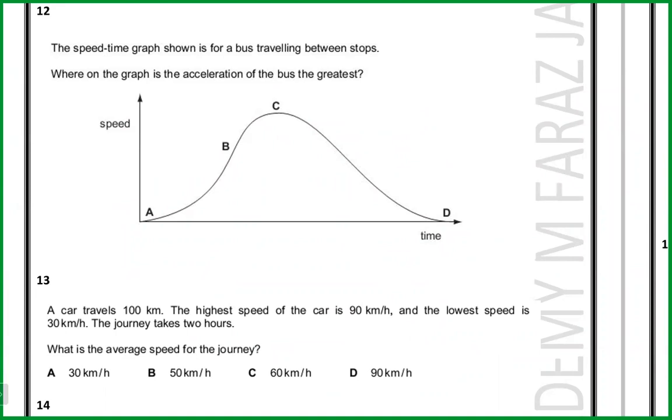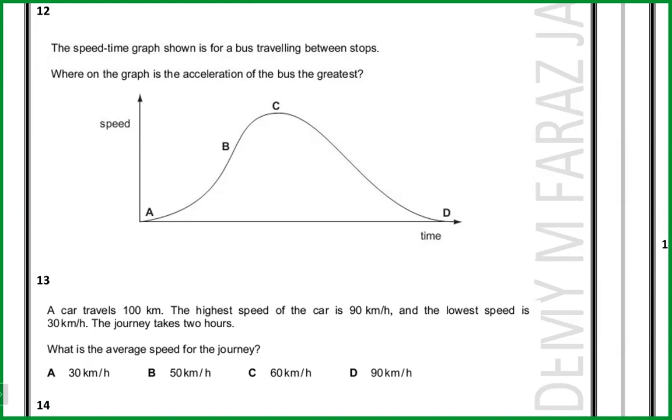13, sir? 12 and 13, both. Okay. The speed-time graph shown is for a bus traveling between stops. Where in the graph is the acceleration of the bus the greatest? B. Not C. Why would it be C, sir? No, I am not saying it is C. I'm saying why it is not C. I just used that method you taught us about the angles, where you draw a fake x-axis.